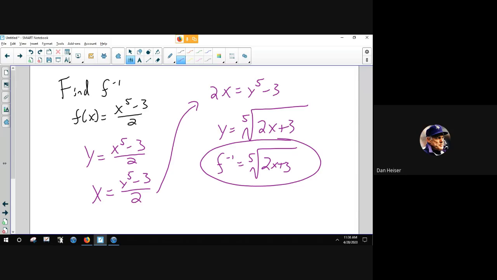And if we compare this to the original, we see that they are likely going to be inverses. We have a fifth power. Here's a fifth root. Here's a minus 3. Here's a plus 3. Here's a divide by 2. Here's a multiply by 2. It has all the elements that an inverse requires. Every operation in the function is undone by some operation in the inverse. Not in the same order, but they will all be undone.